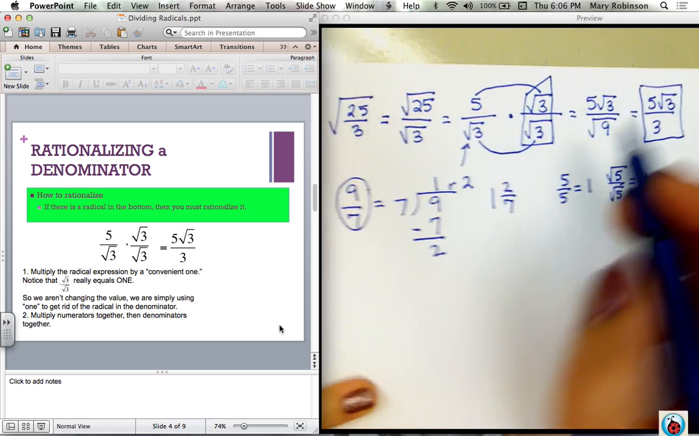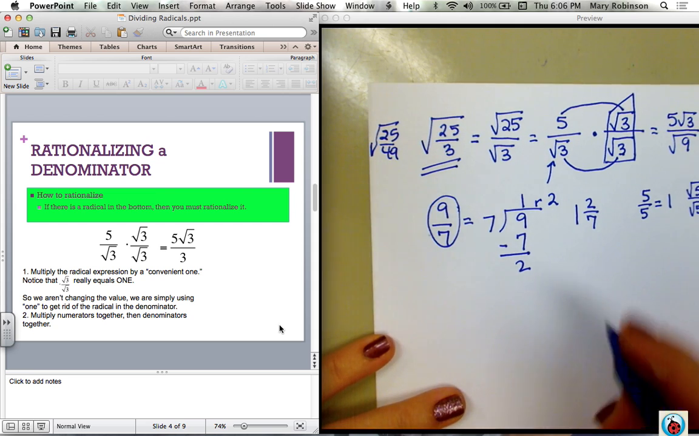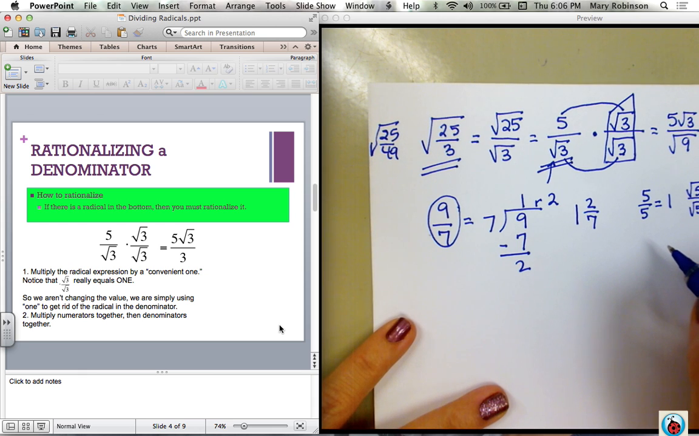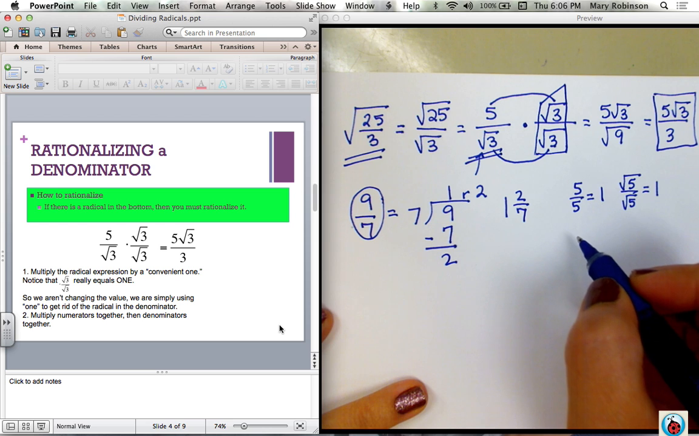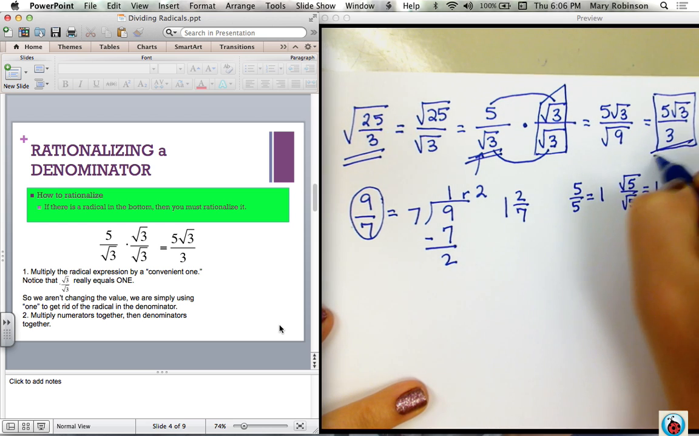So keep in mind that 15 divided by 3 square roots of 3 is equal to 5 square root of 3, but it is not customary to leave a radical. So the process of rationalizing helps us to eliminate that radical, thereby giving us a final customary answer of 5 square root of 3 divided by 3.